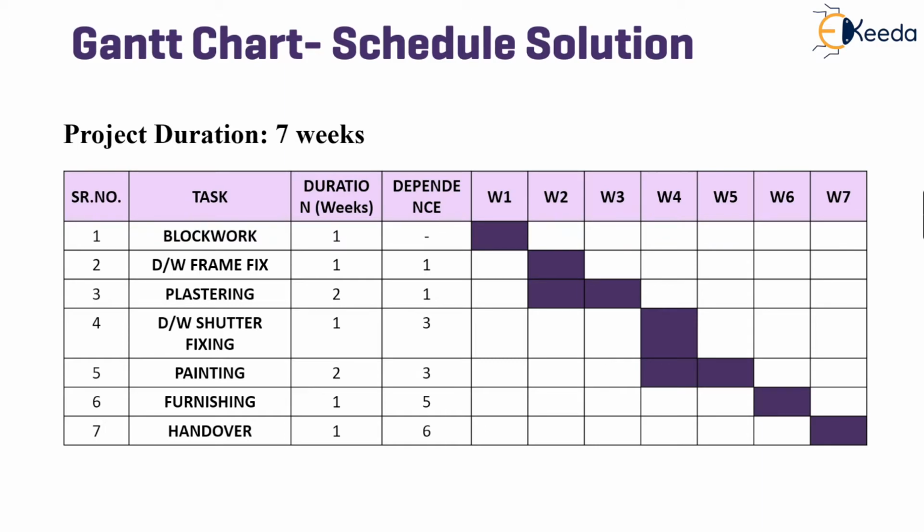Then we have the fixing of doors and window shutter, which is for a duration of 1 week and has direct dependency on completion of plastering works. After this, we have painting, which lasts for 2 weeks. This will also come after plastering works is completed. After painting work is done, comes furnishing, which is for 1 week. And last is handover, which lasts for a duration of 1 week and is dependent on furnishing. Thus, we can see that the total project duration comes out to be 7 weeks.